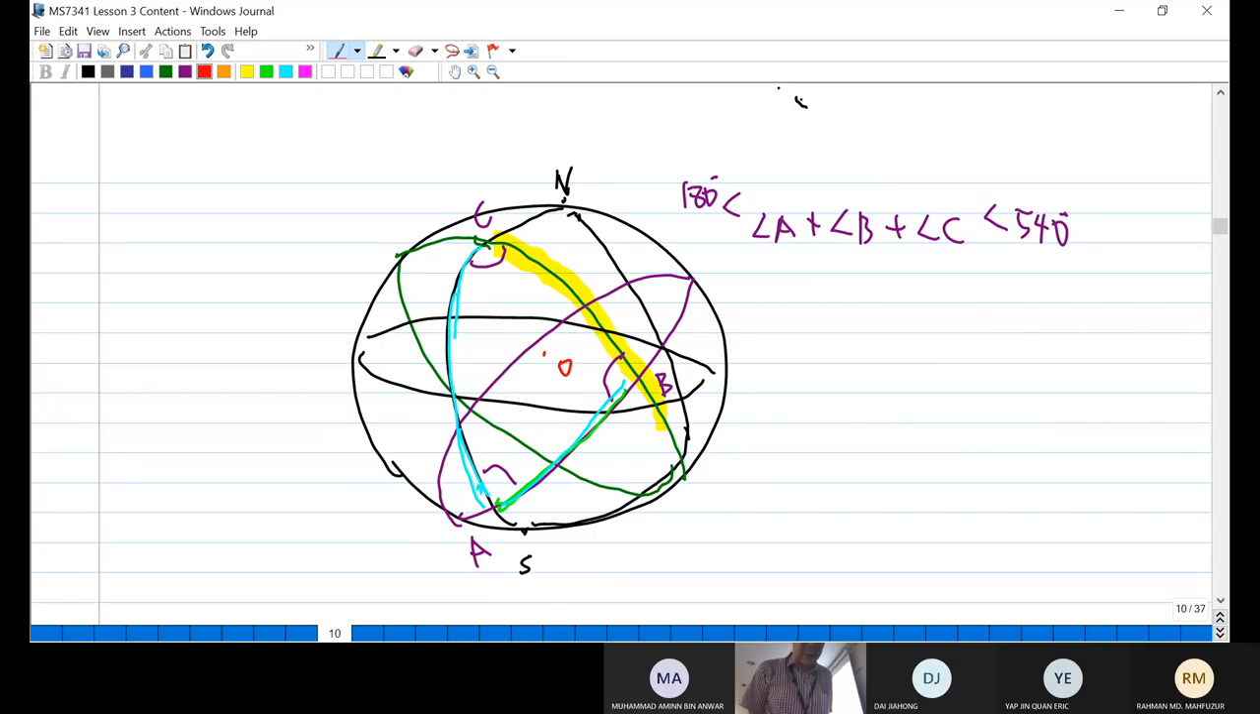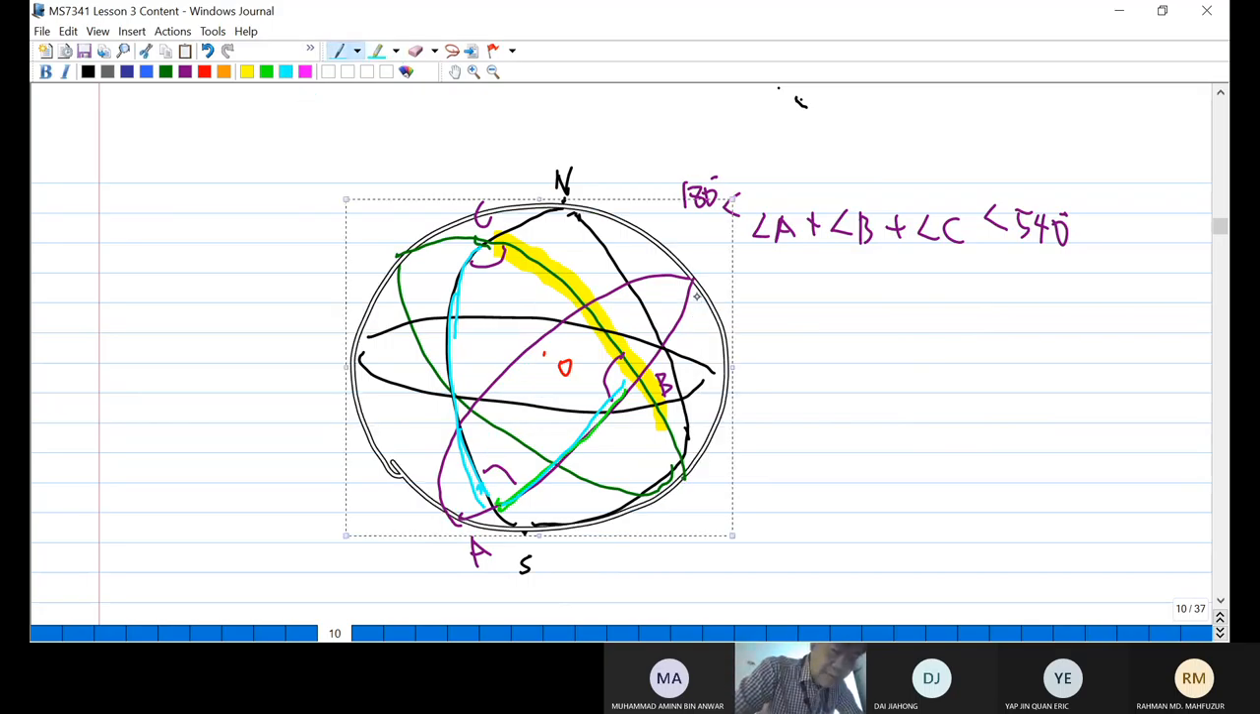Okay, so this one I show you the picture here. You have three circles there. One side is colored yellow, one side green, one side blue. So there are three angles there, A, B, C, right? Let me copy this. This is ABC here, this is angle A, this angle B, this angle C. Add together, these three angles must be greater than 180 and less than 540. All right, so this is a spherical triangle.